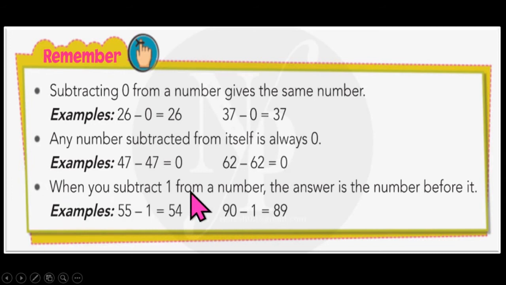When you subtract 1 from a number, the answer is the number before it. Examples: 55 minus 1 is equal to 54. 90 minus 1 is equal to 89. So when you subtract 1 from any number, you get the number which comes just before the given number. Remember these points.